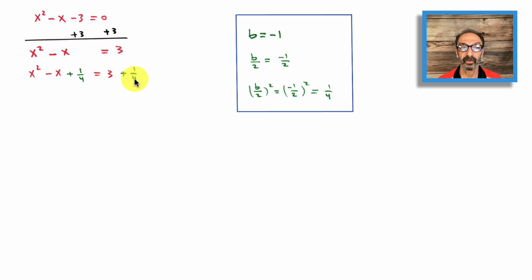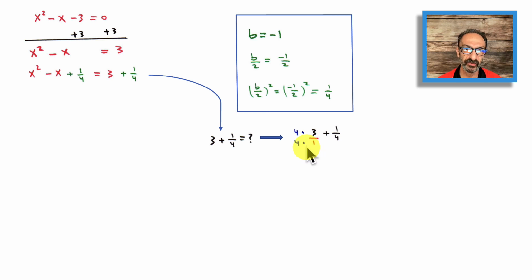Now the right hand side, 3 plus 1/4, you could add it different ways. Of course, you could use a calculator, but let me show you how to do it quick. To add 3 plus 1/4, you could do the following. You could do a common denominator, which is 4. Multiply by 4, multiply by 4. After seeing this as a fraction, 3/1. That becomes 12/4 plus 1/4, which is 13/4.